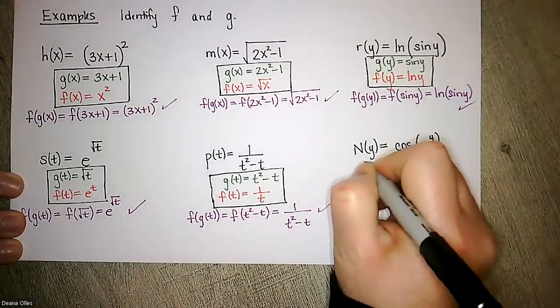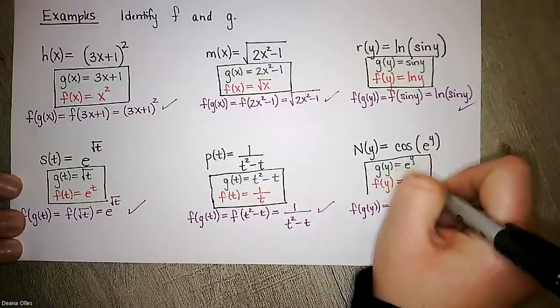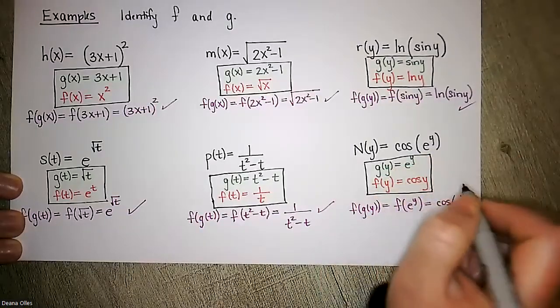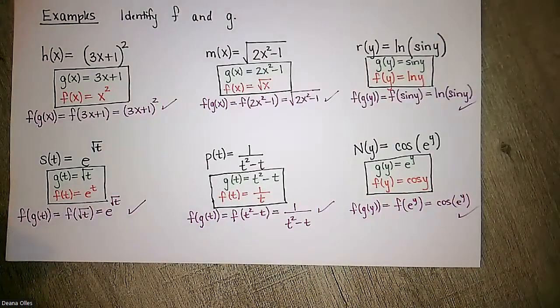And so now we've used 6 different examples to learn how to identify the inside function and the outside function in a composite function. And it's really important that you're able to identify these, because without being able to do so, you won't be able to take the derivatives of functions of this type using chain rule.